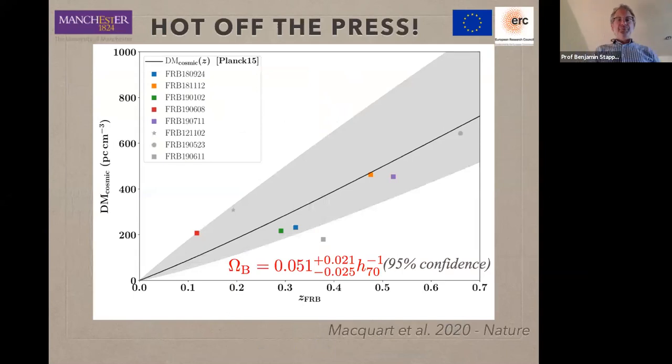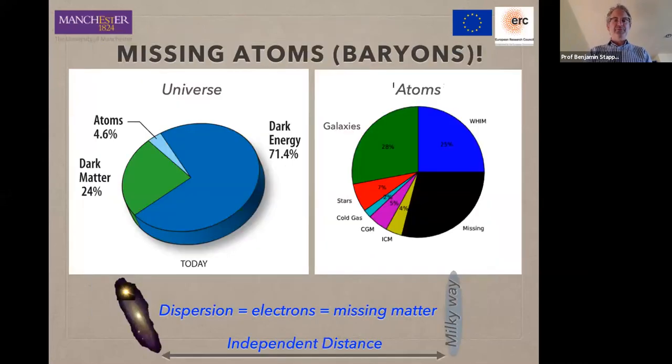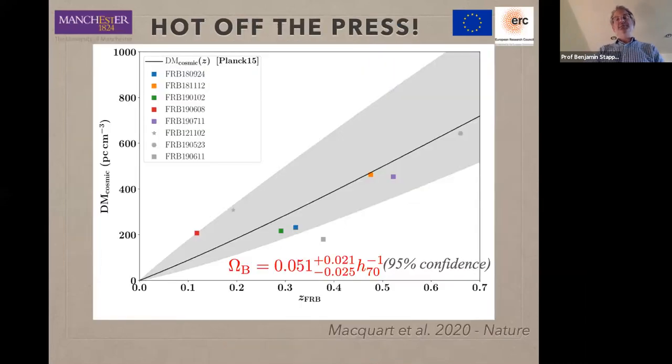And so again, very hot off the press, just yesterday, and I think it's out in Nature today, the group in Australia, using the ASKAP telescope, have localized a handful of fast radio bursts, and they've used them to try and work out what fraction of the energy density of the universe is located in baryons. What you can see is that they've come up with this number here, which is called omega baryon, and they get a number of around 5.1%. You'll remember from the previous slide, we said 4.6% of atoms. And so they claim that they have found the missing baryons.